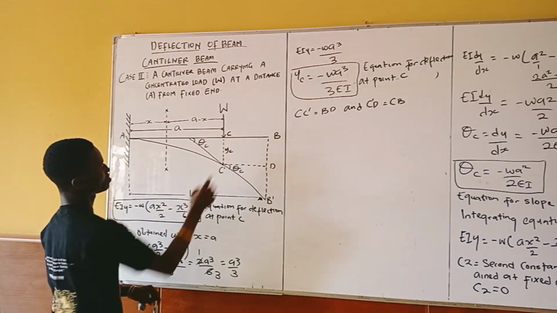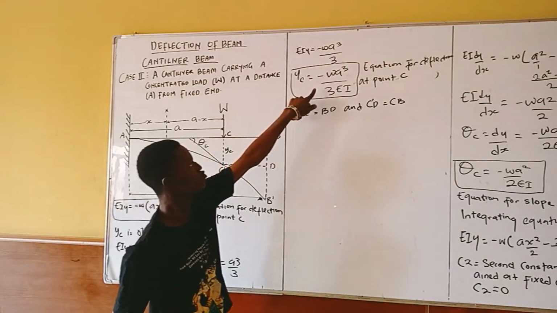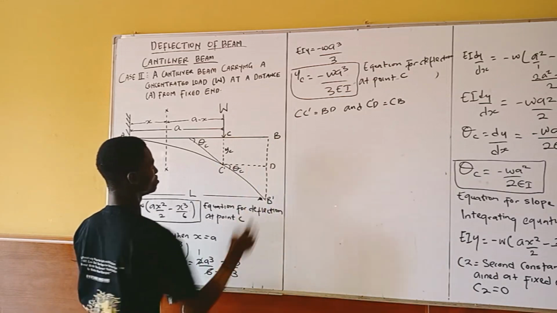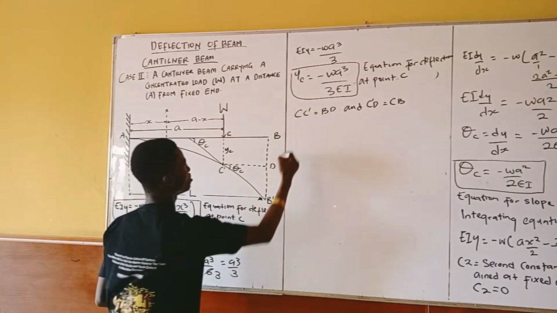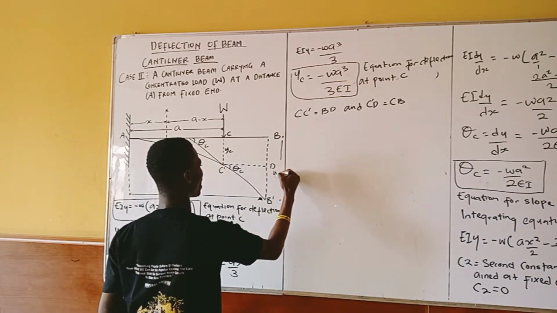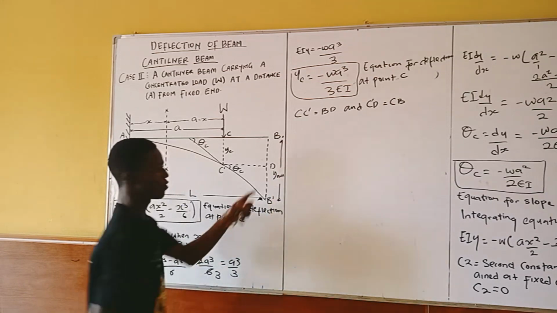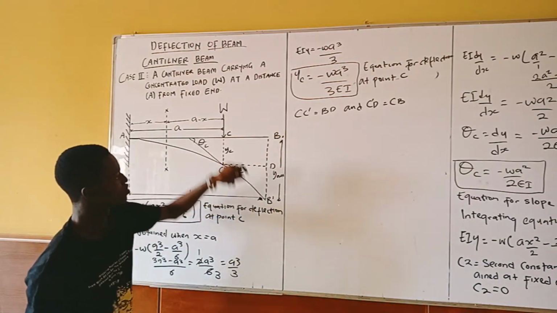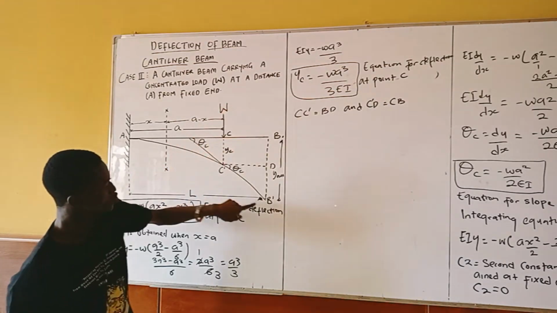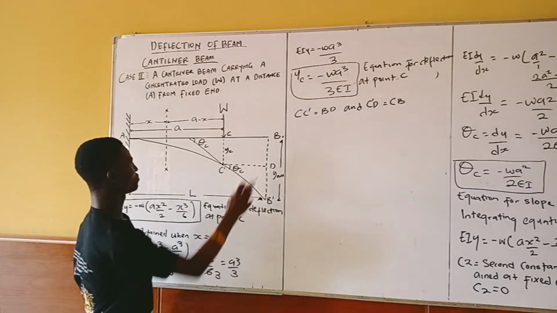By looking at this very well now, you can see that our deflection at C, from C to C prime, we already have as minus WA cube over 3EI, and it's the same thing as BD. Our maximum deflection is from this point to this point, so we need to find our Y max. But the deflection that we found is from here to here, so we need to find B prime D.